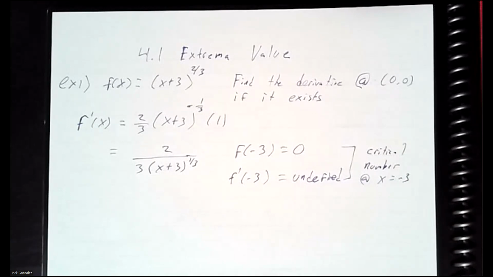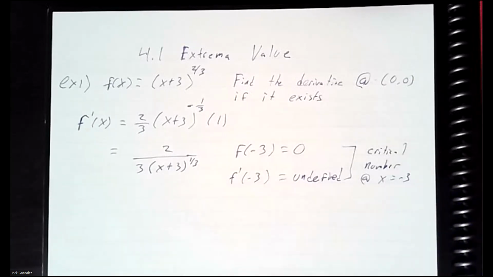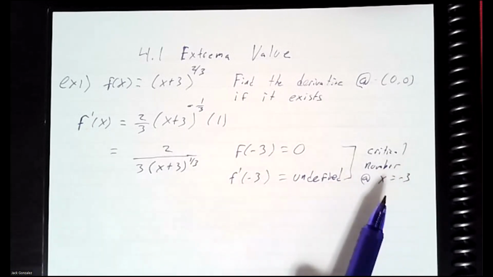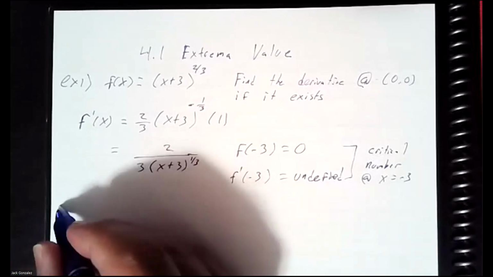So if you didn't have the graph, you would have these hints, and then you would use different techniques to figure out, okay, is it a maximum, is it a minimum, etc. This question just said find the derivative at the value, undefined. They didn't ask for anything else, but I just wanted to show you that this is a critical number. Okay, anyway, let's move on.